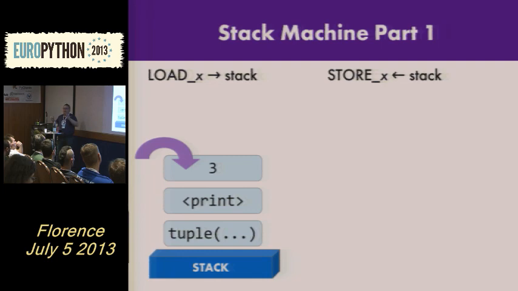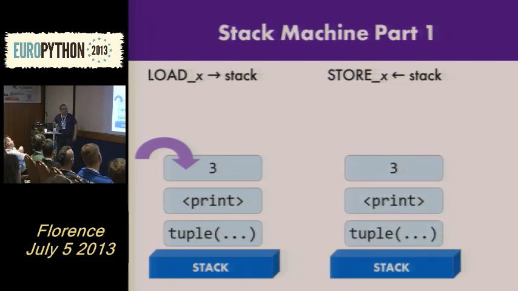The symmetric operation is store. What store does is it removes a reference from the top of the stack and stores it away in memory somewhere. And if it's overriding an existing object, then it decrements the reference count of that object that's being overwritten. So that would excitingly look like this.